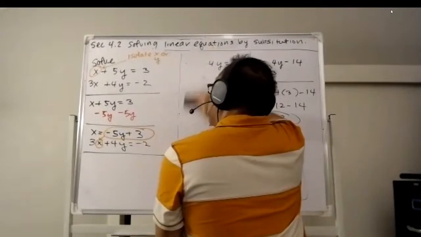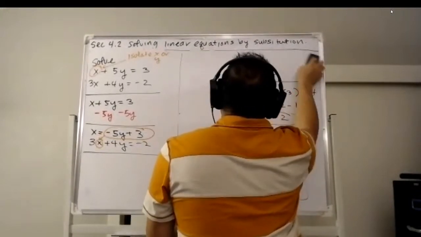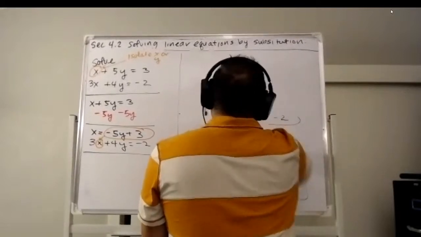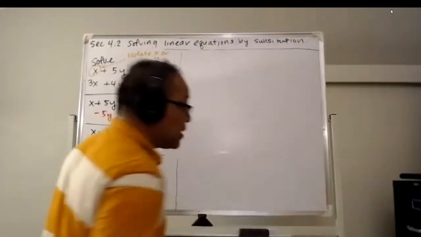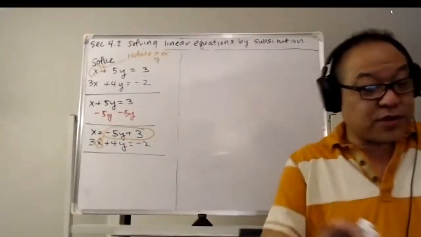Professor, isn't there another method where you can multiply the top equation, let's say by -3, to get rid of 3x? Yes. So we're going to do that one. We're going to do that tomorrow. Oh, okay. Okay. So basically, there's 2 techniques.